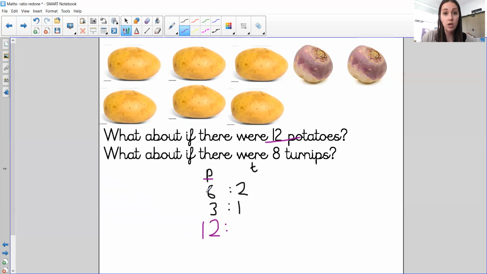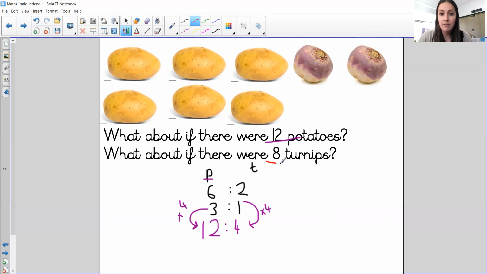So you can start from either of the ratios. If I start from this one here, what have I multiplied 3 by to get to 12? How many lots of 3 do I need to get to 12? Well, I need 4. So how many lots of turnips do I need to make sure these ratios stay the same? I need 4 lots. So 4 times 1 is 4. So if I had 12 potatoes, I would need 4 turnips. And I can see that from the picture. Here I've got 6 for 2. If I doubled the amount of potatoes, I need to double the amount of turnips.